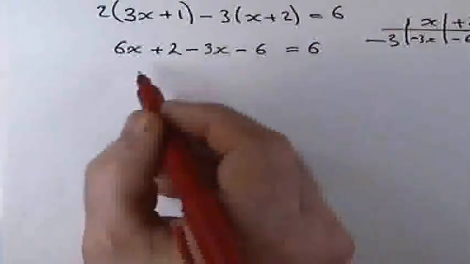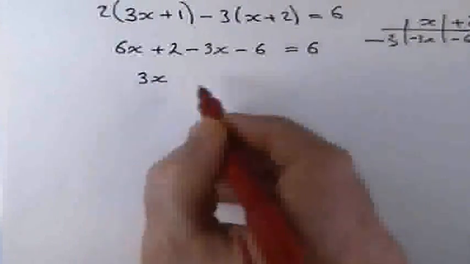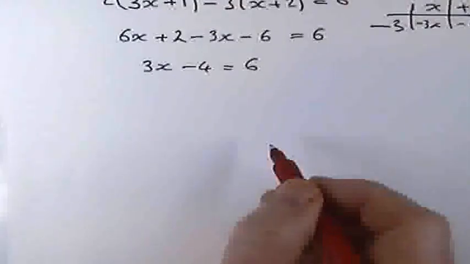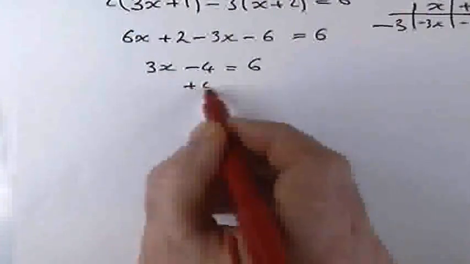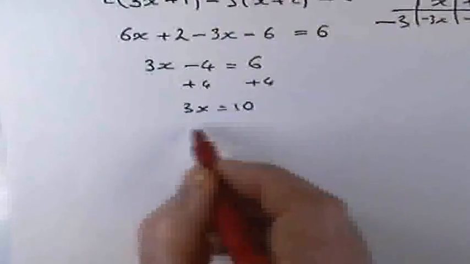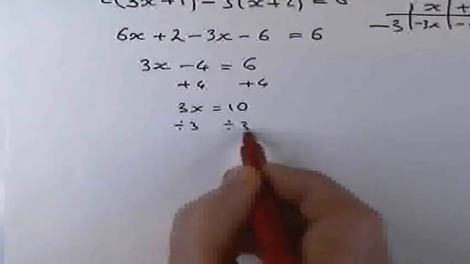Now we simplify and we get 3x minus 4 is equal to 6. And now we solve it as before. Add 4 to both sides and we get 3x equals 10. And we divide both sides by 3.